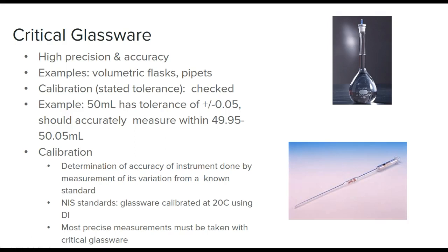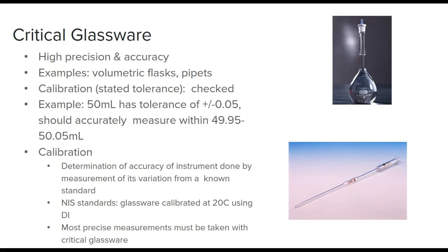Okay, critical glassware. This is glassware where you need high precision and accuracy. And if you remember what those things are, accurate is if we get the true value, and precise is if we get the correct value over and over and over. It's a repetitive true value. Examples of critical glass are volumetric flasks and pipettes.